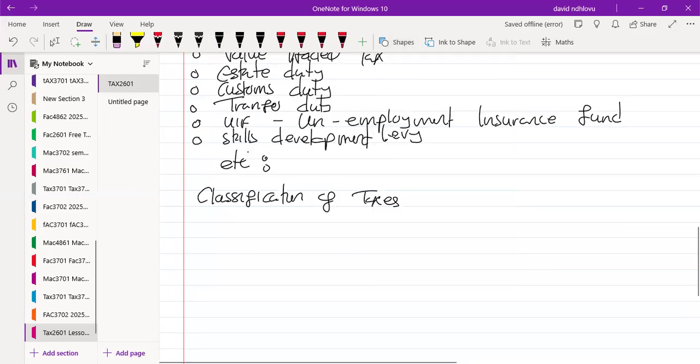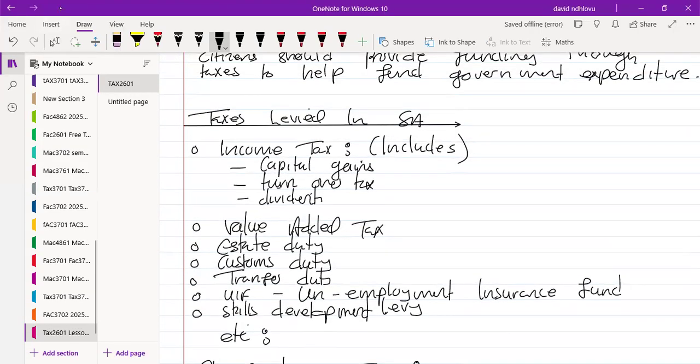Right, let me just point something out. I've been doing a lot of these assignments for 2601. Right, this one you must be very clear about. You get a number of questions around this, that one in particular. There is usually a question that is asked to say, which taxes among these form part of the income tax? So which taxes fall under income tax, or which tax is not part of the Income Tax Act?